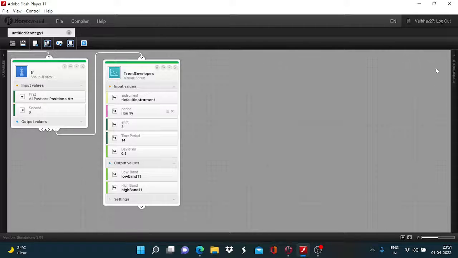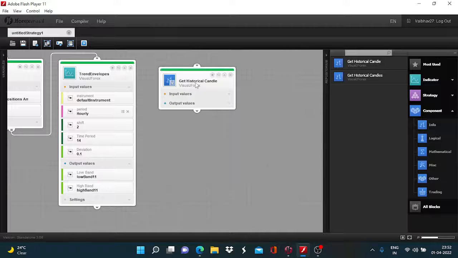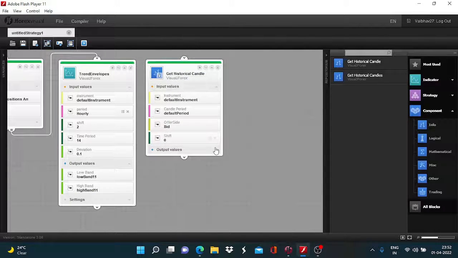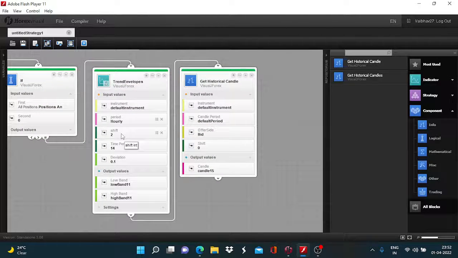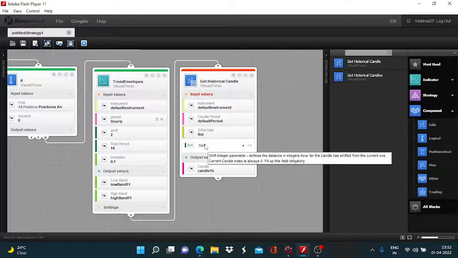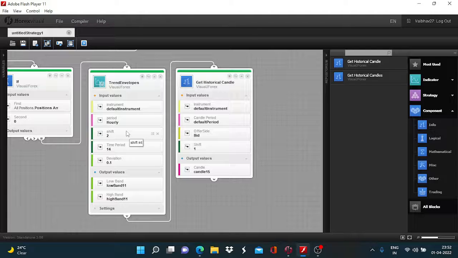And to consider the price action data, we have to take into consideration the info components, get historical candle. Here you have to consider this value. The look back period is 2, and for this get historical candle we are going to keep the look back period of 1. So this will be the last hourly candle, whereas the trade envelope values will be for the penultimate hourly candle, the candle before the last hourly candle. Okay, and here also we need to change the candle period to hourly.